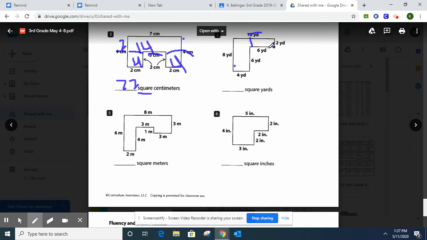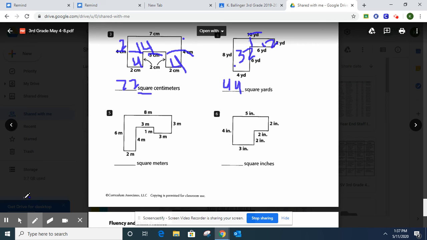I've got this length right here is 6, and that length is 2. So this is going to be 12. And then I've got this side length here, and this is 4. That's what's going to be this area here. So 8 times 4 is 32. Add up your numbers. So 44 square yards.